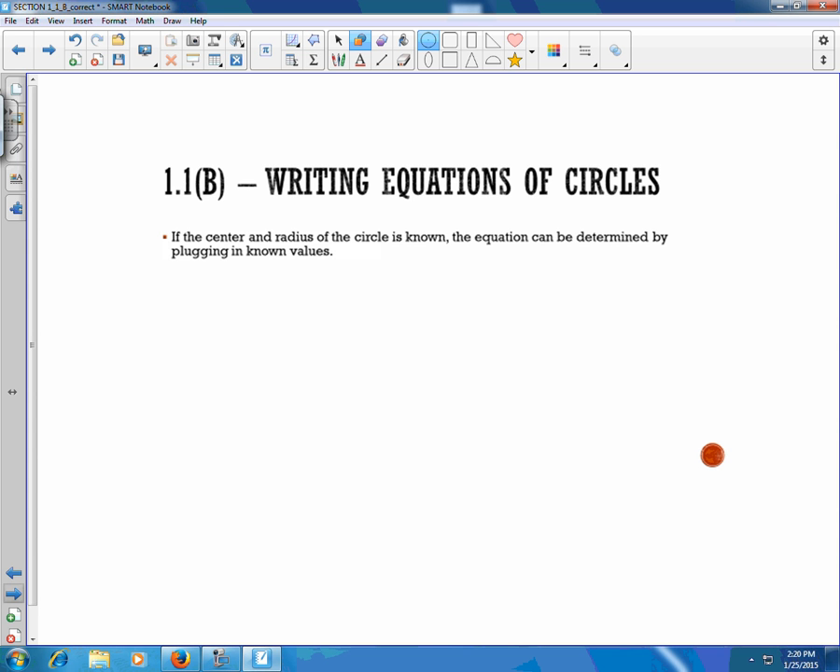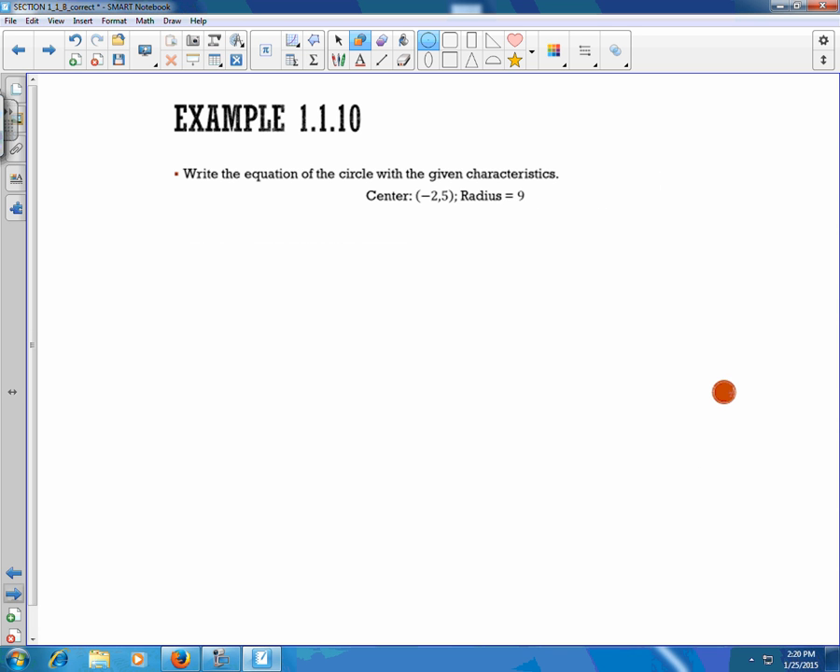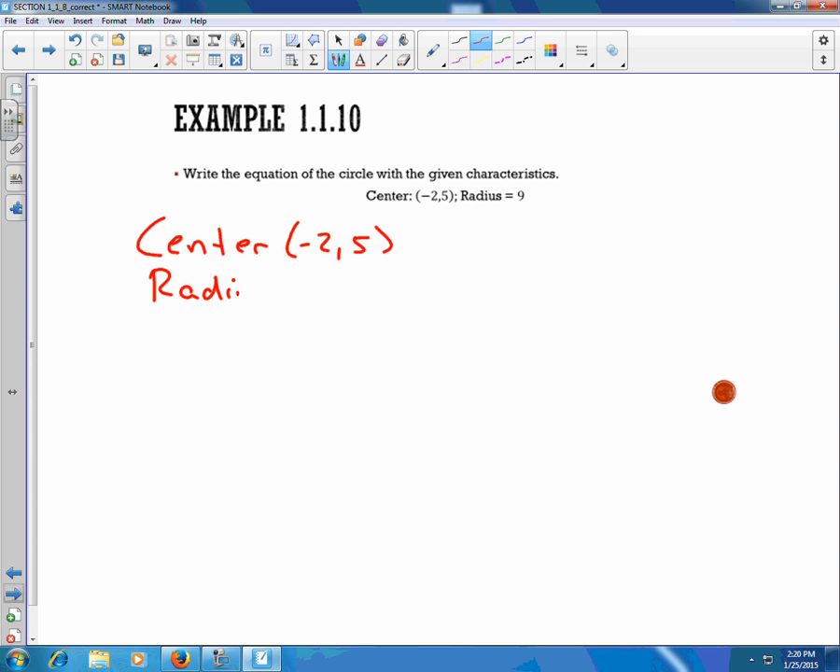Finally, if you know the center and the radius, you should be able to write the equation of the circle. Right? You can just use the values that you know and plug them into the equation. So given that the center is at the point (-2, 5), and the radius is equal to 9, we can write this equation. Remember that the center is (h, k), and the radius is r.